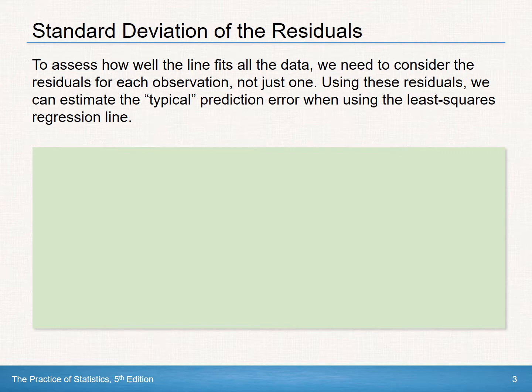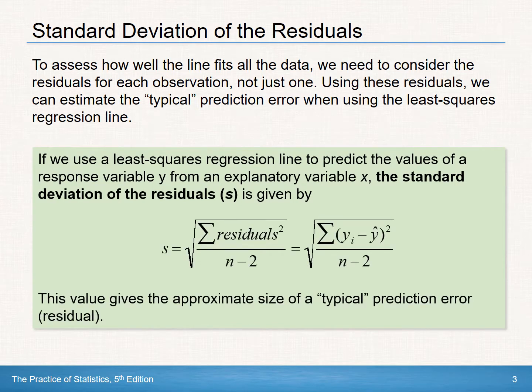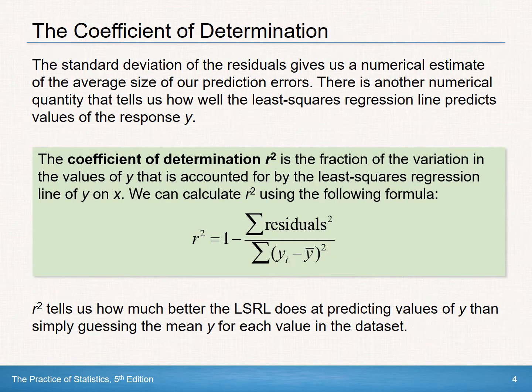We have to consider the residuals for each observation, not just one. Using these residuals, we can estimate the typical prediction error when using the least squares regression line. So here's the formula for S, but as you know, you're probably going to be given S or you will be able to find it in your calculator. This value gives the approximate size of a typical prediction error, or typical size of the residual. We also have the coefficient of determination.